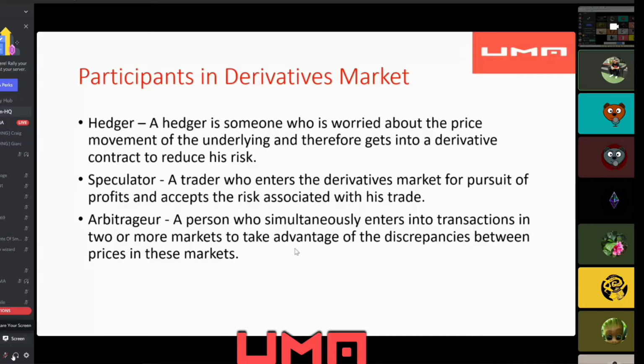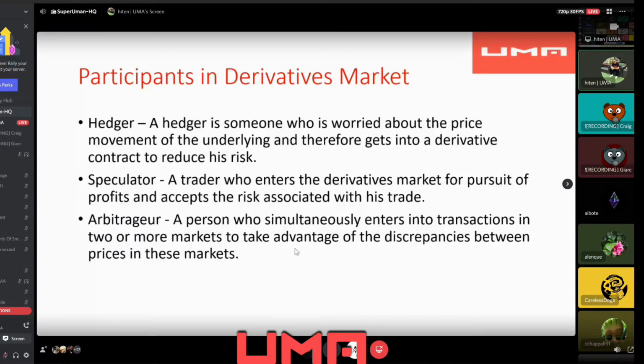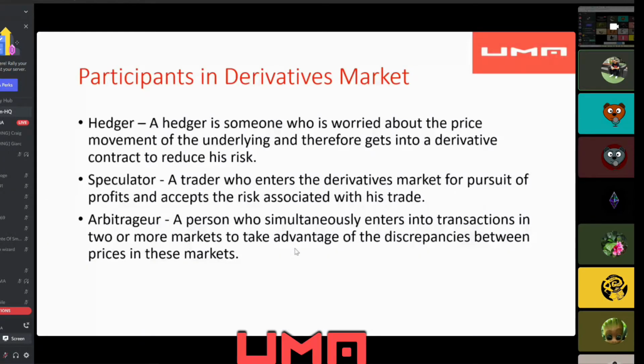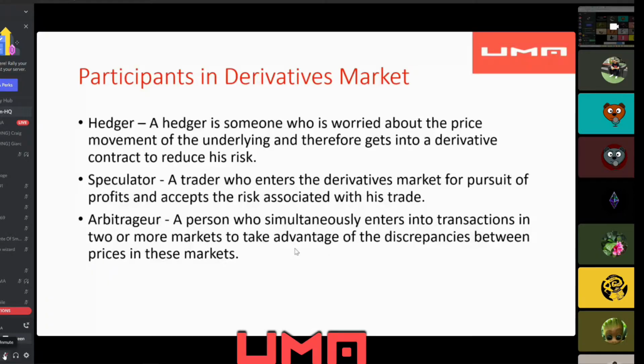Quick question, and I want answers from you guys. Do you think any of these three people are not good for the market? I'll say it again. Do you think speculators or arbitrageurs are not good for the market in general? They shouldn't be there. What do you think, guys?